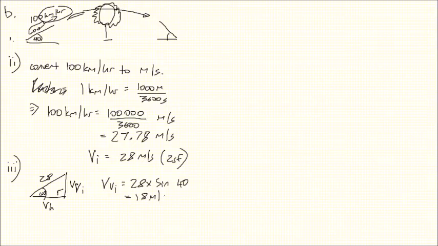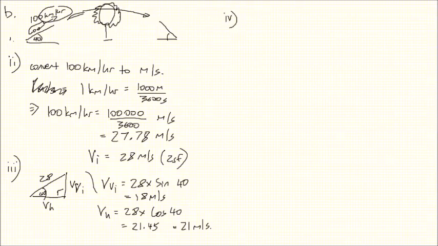So the initial vertical velocity equals 28 times sine of 40, which is 18 meters per second. The horizontal comes from CAH. The horizontal velocity equals 28 times cosine of 40, because cosine of the angle equals adjacent over hypotenuse. So what I'm writing down here is a rearrangement of that.